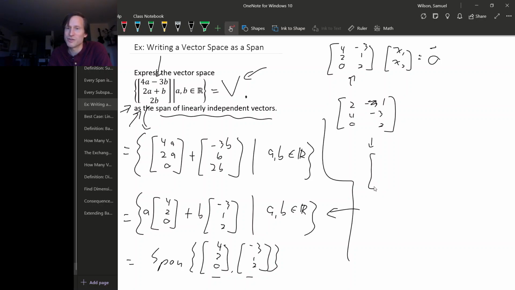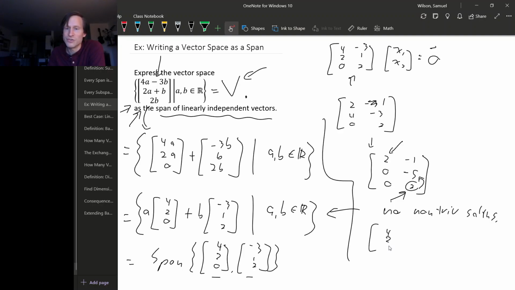So let's see, we can subtract twice the first row from the second row, so 2, minus 1. We're going to get 0, and then minus 5, and 2. You can see that we don't actually need to finish row reducing. We just need to know, is there a pivot in every column? Well, there's definitely a pivot in this column. And we can use this 2 to kill off that minus 5, and then there will be a pivot in the second column. So there is a pivot in every column, which means there's no non-trivial solutions. And that means that these two vectors, 4, 2, 0, and minus 3, 1, 2, are linearly independent.